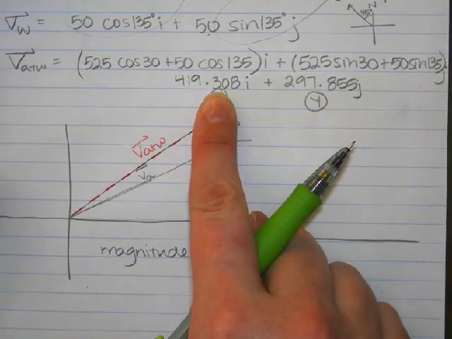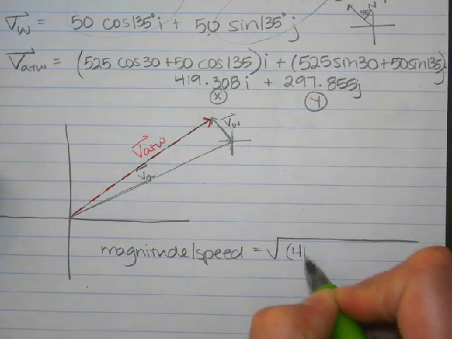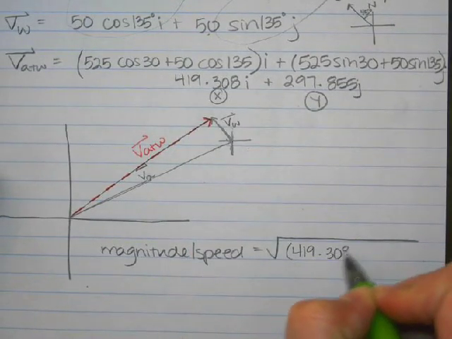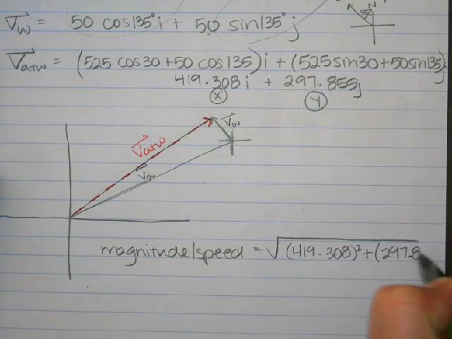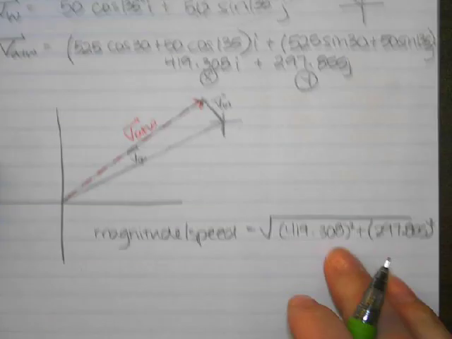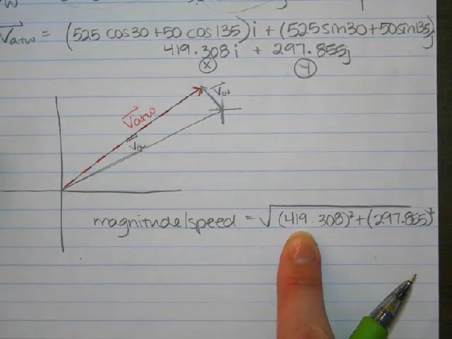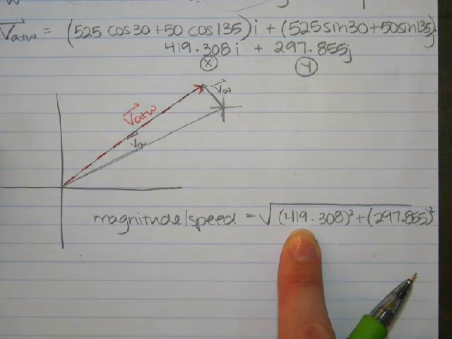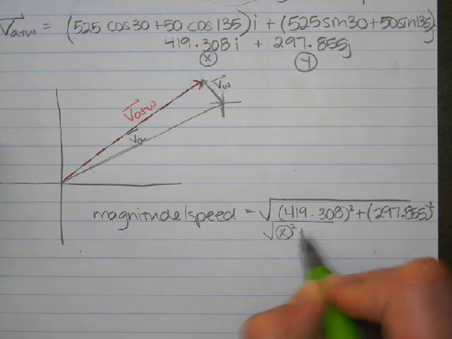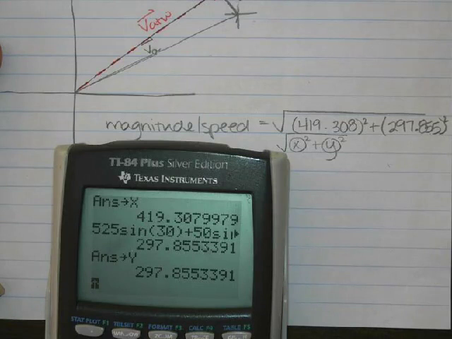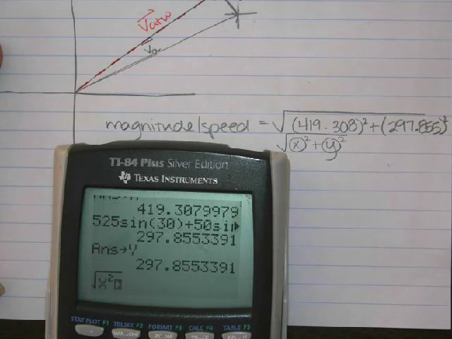Yeah, the number we stored is x. So we're going to say 419.308 squared plus the y, 297.855 squared. But we don't have to type those decimals in because we stored these as x and y. So what we are going to type in our calculator is square root of x squared plus y squared, because we stored those numbers. So square root of x squared plus y squared. That's what I'm typing in.